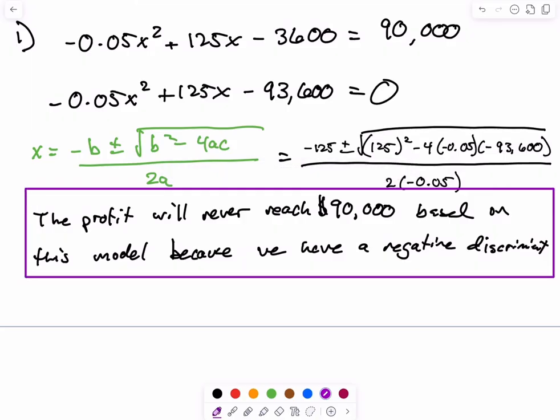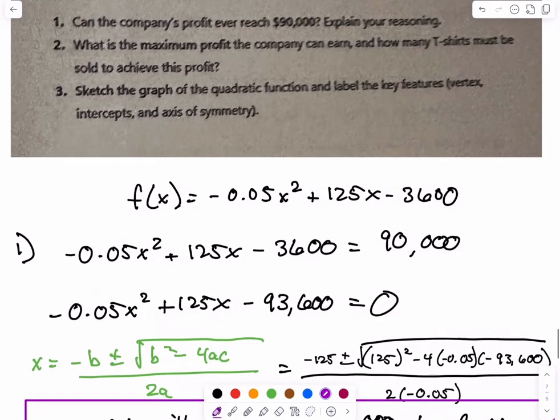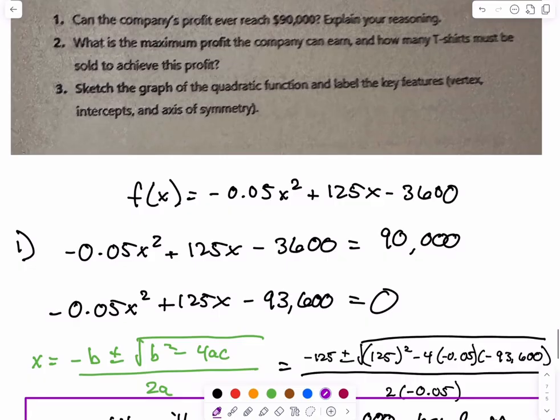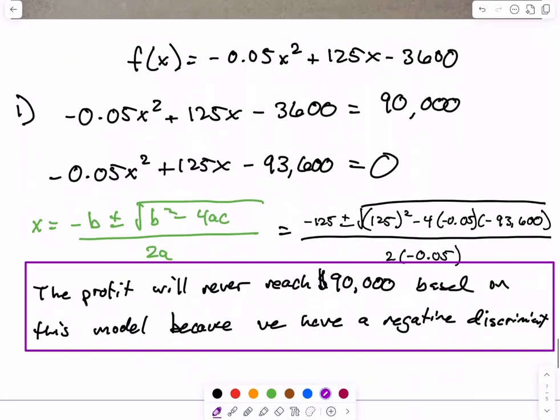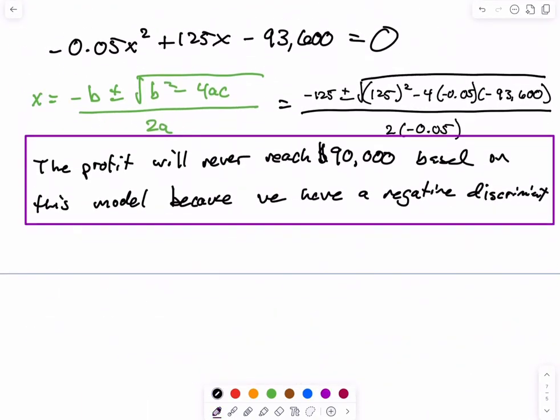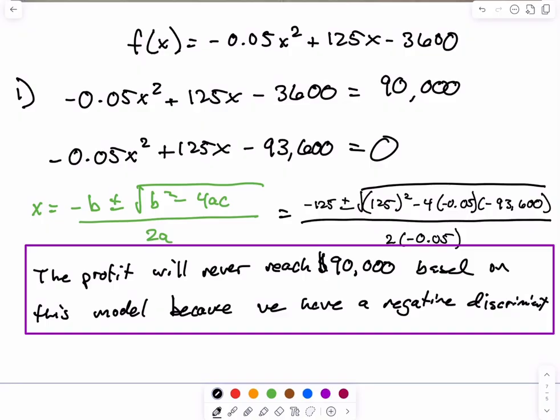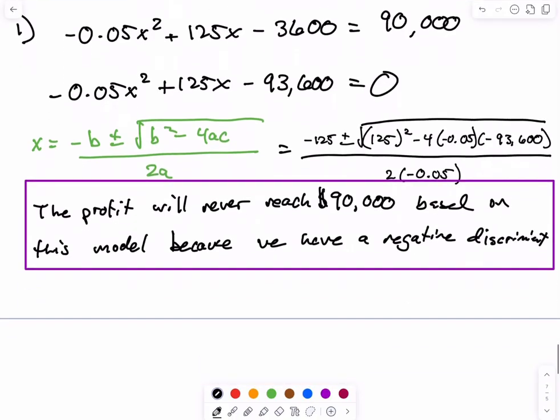Okay. So then the second question, what is the maximum profit and how many t-shirts must be sold? So again, the highest power is power 2. So we have a U-shaped curve that opens downward. It opens downward because the leading coefficient is negative. So that means we're going to have a maximum value, and that's going to occur at the vertex of this parabola. And so we can use our vertex formula. The vertex is usually h comma k.